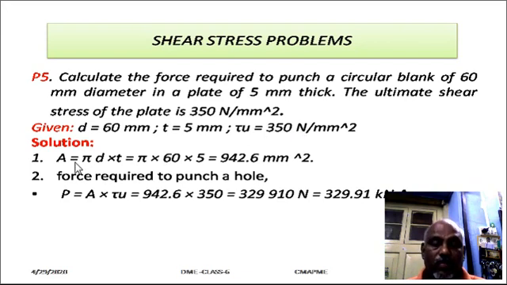Solution: first we have to calculate the shearing area. Shearing area is equal to pi d into t, the circumference limit. Pi into 60 into 5, we are getting 942.6 mm square. And then the force required to punch a hole is equal to area into ultimate shear stress, that is equal to 942.6 into 350. At the end we are getting 329910 Newton, that is equal to 329.91 kilonewton. So this quantity of force is required to make a punch on a sheet metal.